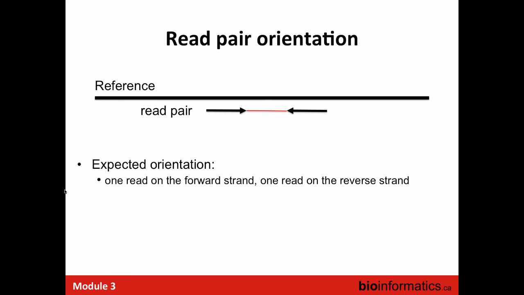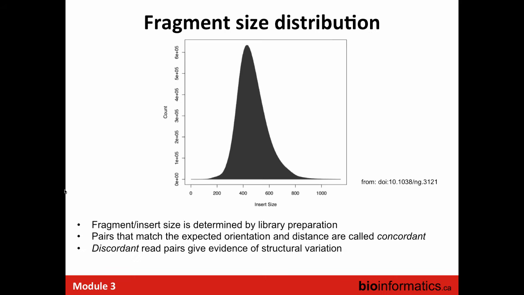One arrow is facing to the right, depicting the forward, and the other arrow is facing to the left, depicting a reverse strand mapping. Now, another source of information that we have is that the read pairs, the length of these DNA fragments that you sequence, should come from a distribution that's roughly Gaussian or normal in shape, with the peak of around, say, 400 bases.